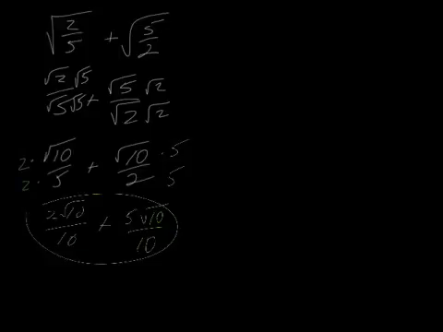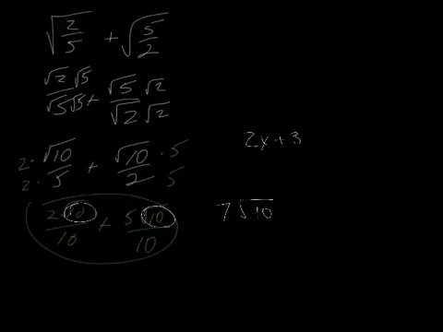Now I can add these together: 2 square root of 10 plus 5 square root of 10. Because the numbers under the radical are the same, I can add this number to this number and get 7. Everything inside the radical stays the same when you add. It's kind of like 2x plus 3x equals 5x; it does not equal 5x squared. When you multiply them, it changes, but when you add, you don't do anything with the variable, just like you don't do anything with what's under the radical sign. You just add the numbers outside, and that is over 10, and you're done.